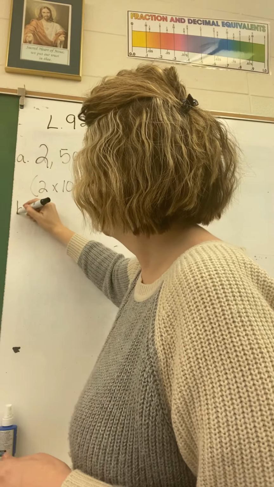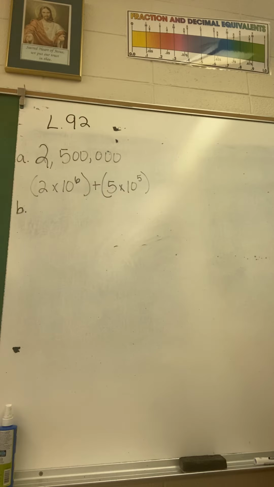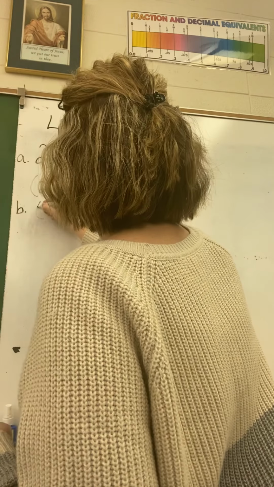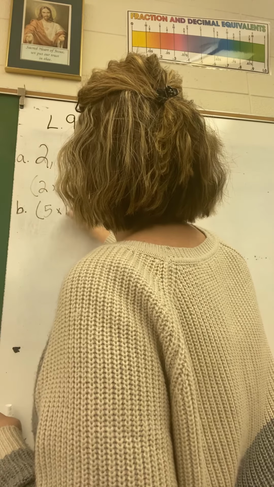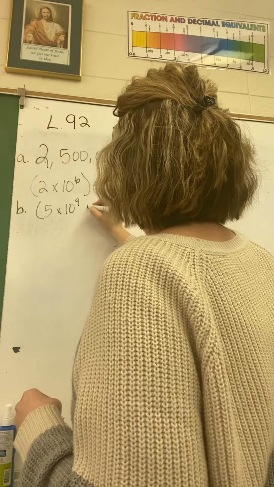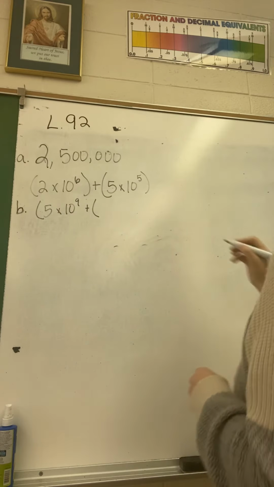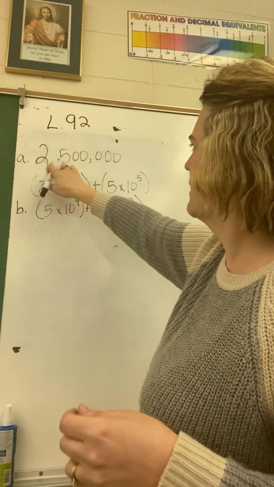All right, let's look at B. B says write this number in standard notation, and this is what they have. They have 5 times 10 to the 9th plus 2 times 10 to the 8th. This is called expanded notation. When they tell you standard notation, they mean write it how we would normally write a number. So like this up here.